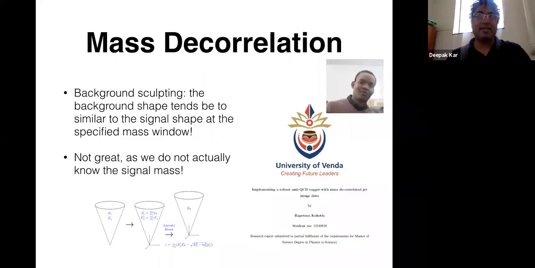Now, the other thing in jet tagging which we worry about is what we call mass decorrelation. What do you mean by that?